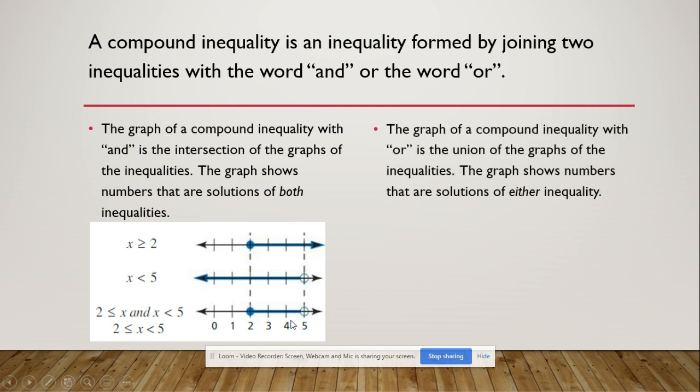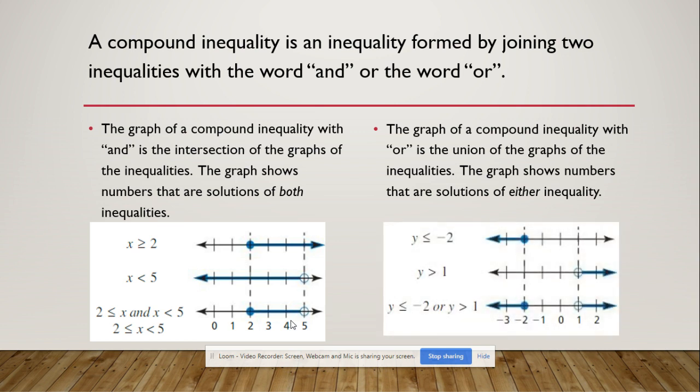Now, when we're combining things with the word or, either can be true. Remember that connection of either or. Okay, so the graph of a compound inequality with or is going to be the union of the graphs because, well, either could be true. And so long as one of them is true, we found a solution. So the graph shows numbers that are solutions to either inequality.